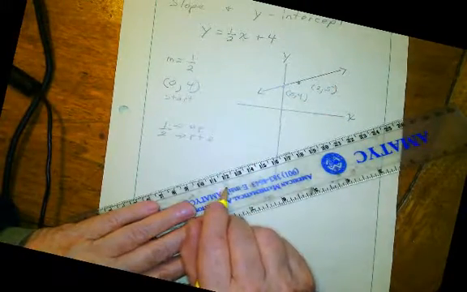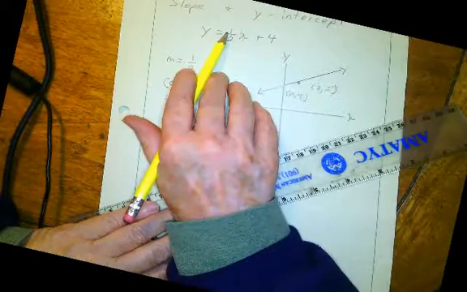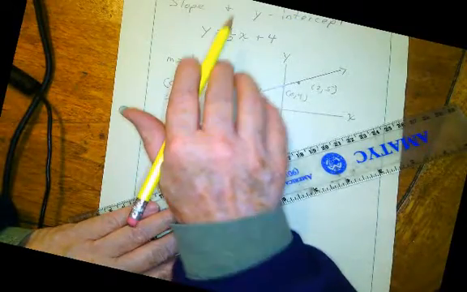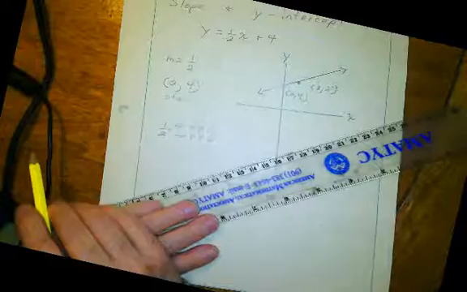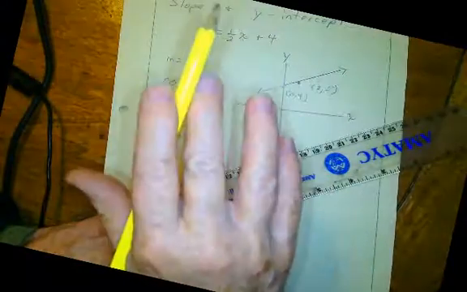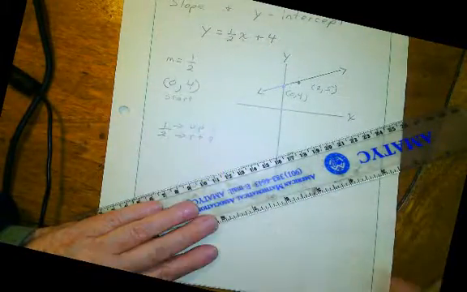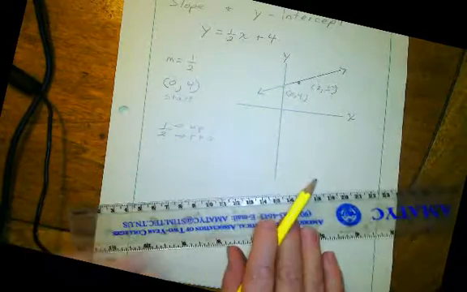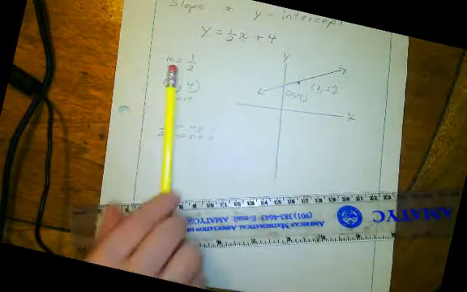If I have a negative on my slope, I'm going to go down instead of up. But I always do it up or down and then to the right. And that's good enough.